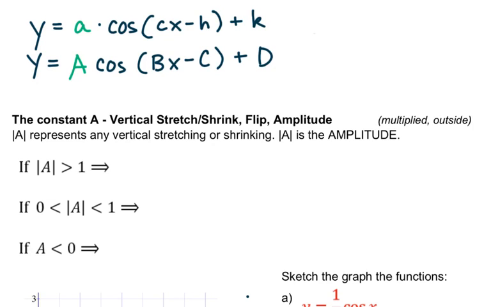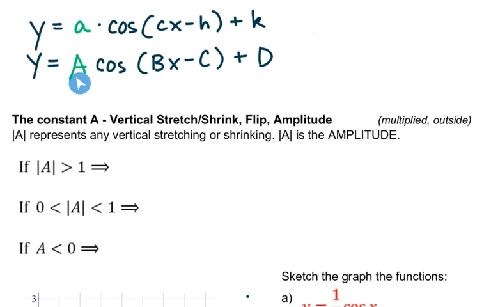Welcome back. In this video, we're going to continue talking about transformations, and we're going to talk about when there's a coefficient multiplied on the outside and what that will do to the function. So, using our algebra notation, a times cosine, and this can be any trig function, sine, tangent, secant, cosecant, c(x minus h) plus k, or a times cosine, our new notation, just different variables, b(x minus c) plus d. So in the first video in this series, we talked about d.